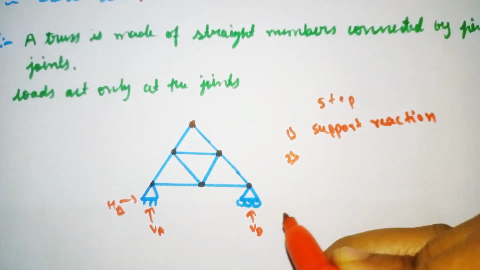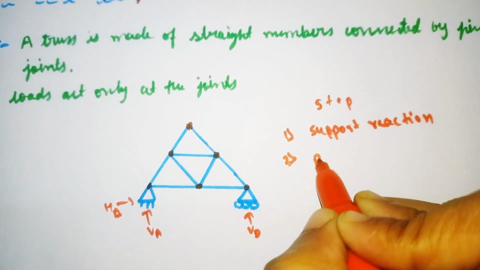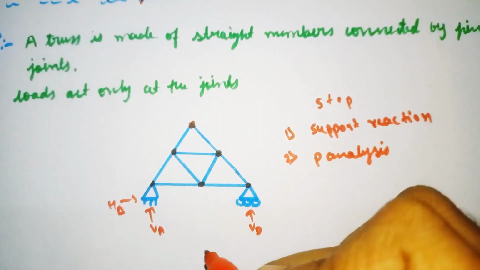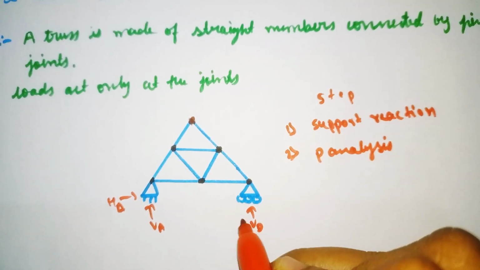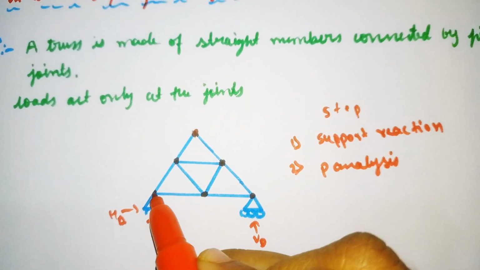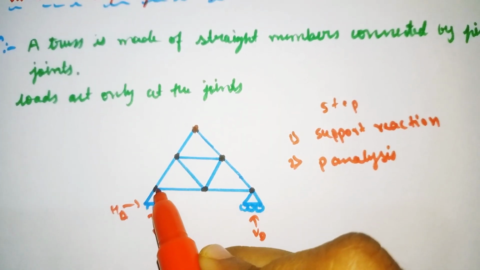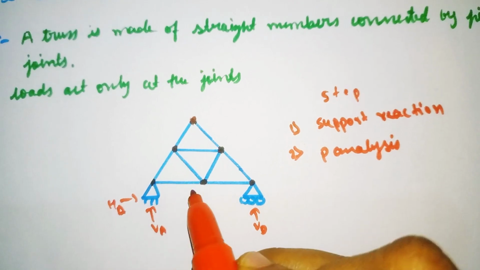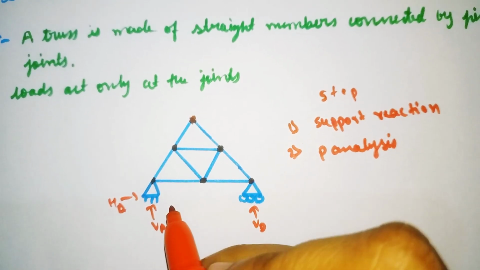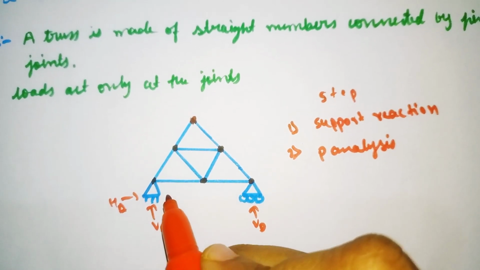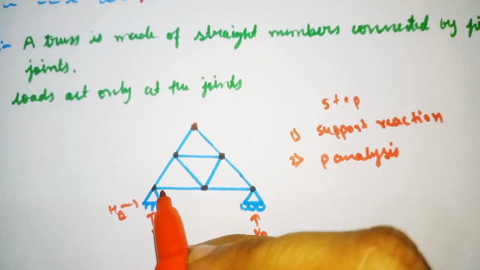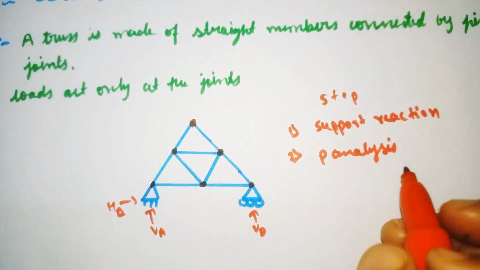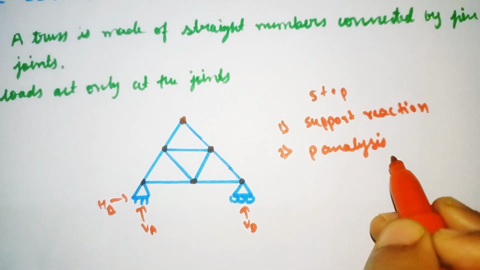Our second step is to find out the P analysis. P analysis means that after finding the support reactions, we need to find the forces in each member by taking the separate joints and applying the equilibrium equations, summation of Fx and summation of Fy. With the help of the equilibrium equations we find the forces in each member by taking the separate joints. This is called the P analysis.